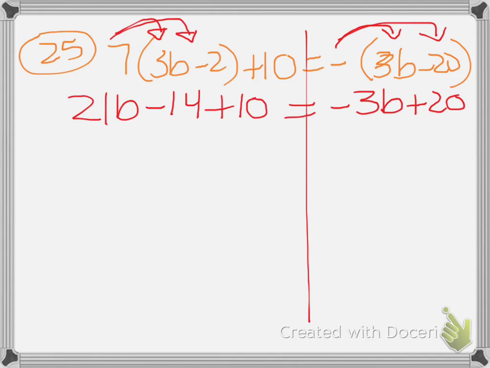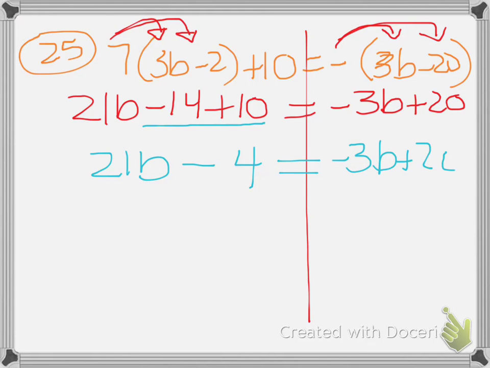I did write that down right. Yes, I did. And then next we're going to combine like terms on the left side. And that would be the negative 14 and the positive 10. So my 21b just comes down. Negative 14 plus 10 is negative 4, because 14 minus 10 is 4, and the 14 was bigger, so it's negative 4. And this side we don't have any like terms, so I'm just going to bring it down.